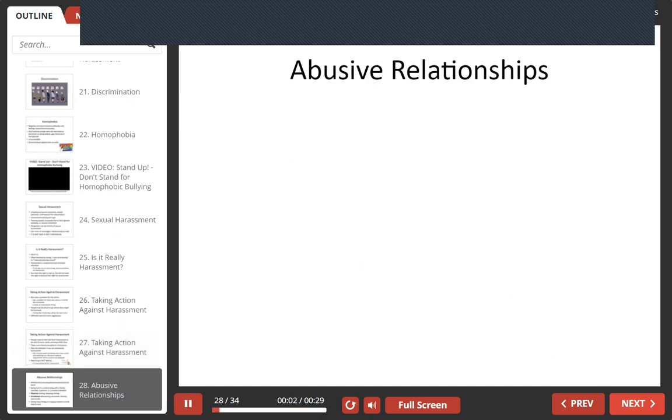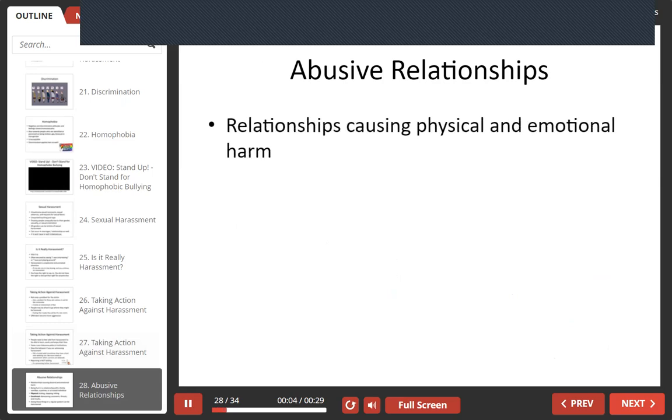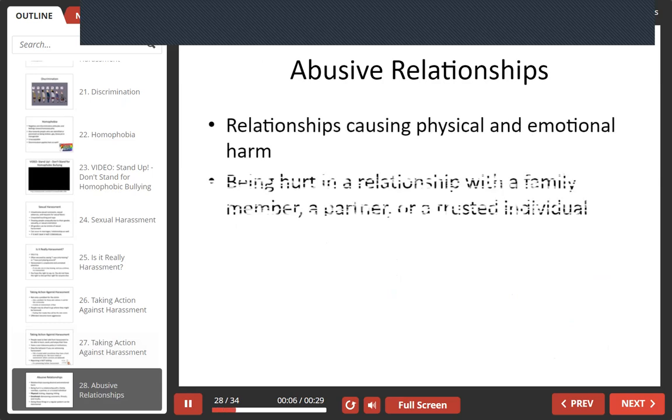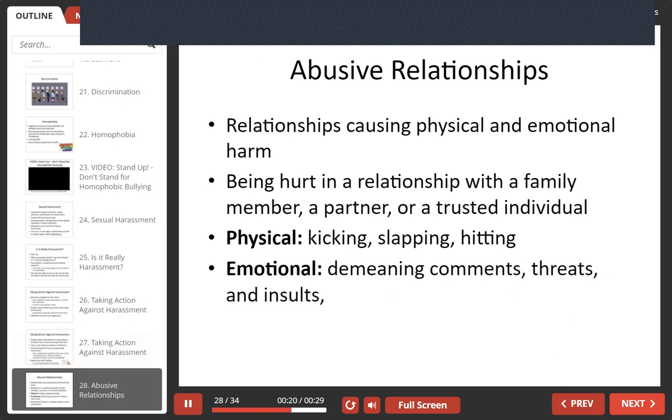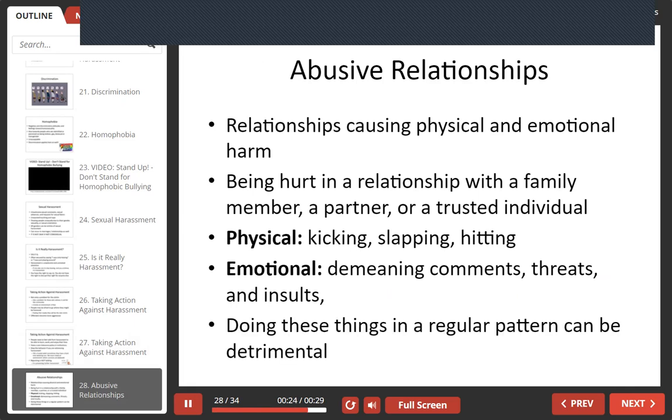Abusive relationships are relationships causing physical and emotional harm. Being hurt in a relationship with a family member, a partner, or a trusted individual can be an abusive relationship. Physically, it can be kicking, slapping, hitting, even sexual abuse. Emotionally, it can be demeaning comments, threats, and insults. And doing these things in a regular pattern can be extremely detrimental.